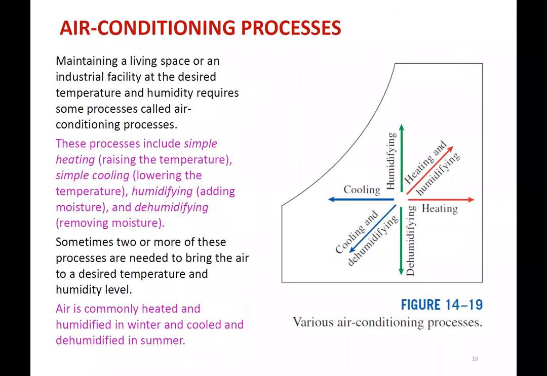All right, the processes themselves, the air conditioning processes, follow along in those psychrometric charts. So if you are doing a simple heating, right? Because this is your dry bulb temperature. If you're increasing your dry bulb temperature, you're going from left to right along a horizontal line. If you're cooling, you're going from right to left, because you're now decreasing in dry bulb temperature, so you go this way, okay? If you're straight humidifying, you go up, dehumidifying down. But typically, you're doing heating and humidifying or cooling and dehumidifying. So air, we typically need to heat and humidify in the winter, cool and dehumidify in the summer.